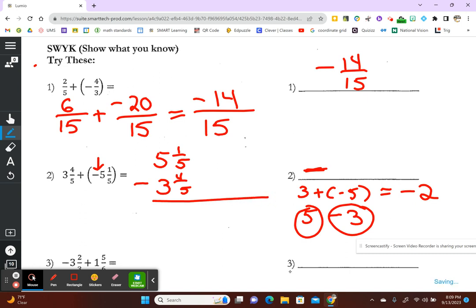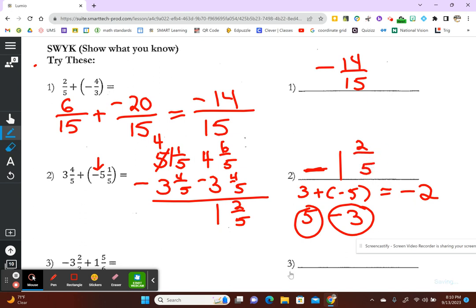And when I try to say what's 1/5 minus 4/5, I say can't be done. That means I have to borrow from the 5. So this becomes 4 and 1 1/5. Or I'm going to write it as 4 6/5 minus 3 4/5. And I end up with 1 2/5. And I know it's negative because I already put the negative sign there. So the answer is negative 1 2/5.